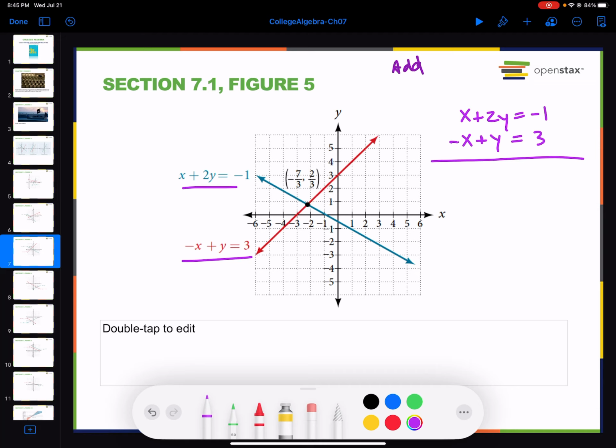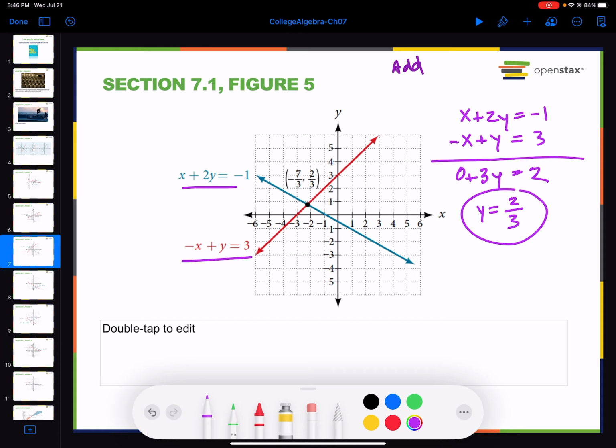So x plus a -x is going to give us 0. A 2y plus a y is going to give us 3y. And a -1 plus the 3 is going to give us 2. So we've got y equals 2/3. And now we can take our y equals 2/3 and plug it back into one of the equations here.